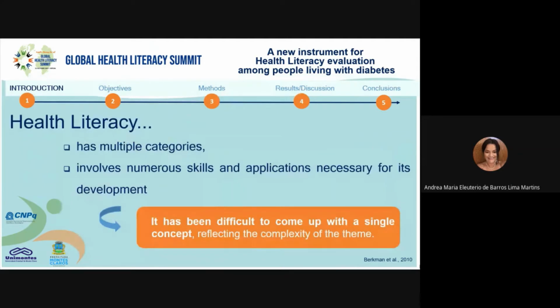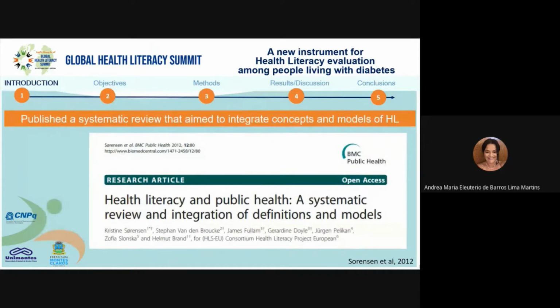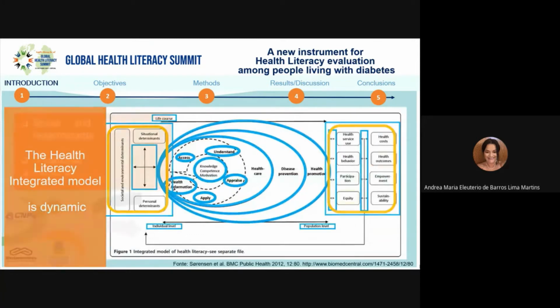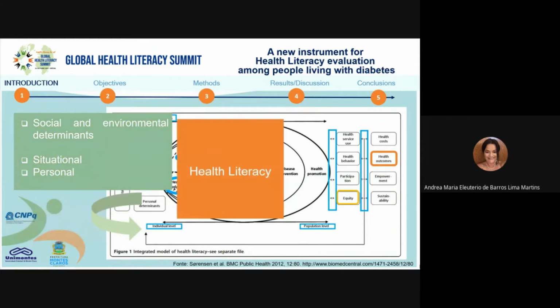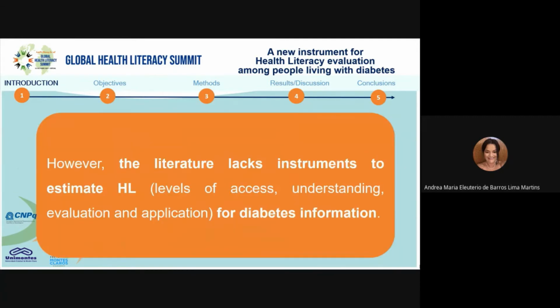It has been difficult to come up with a single concept reflecting the complexity of the theme. Sorensen published a systematic review that aimed to integrate concepts and models of HL. The health literacy integrated model is dynamic. Social and environmental determinants, situational and personal, have impact on health literacy, for better health outcomes.